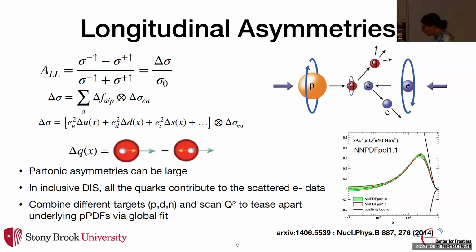And in just pure inclusive deep inelastic scattering, we don't have a way to pick out a certain quark. So all the quarks will contribute to the scattered electron data. However, we can use different targets, a proton, a deuteron. Oh, man, options. We can use different targets and different momentum transfer to tease apart which quarks are involved. And this is just, again, showing you for one particular species, the expected polarization as a function of x, and then going down here where we don't have as good constraints.